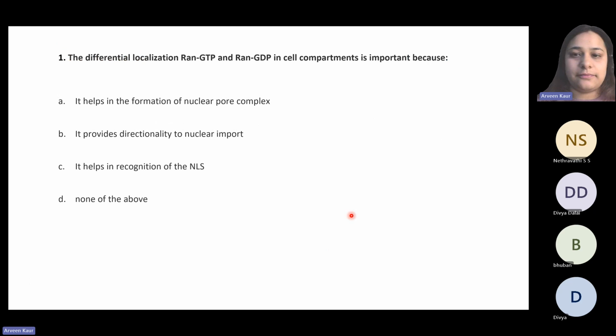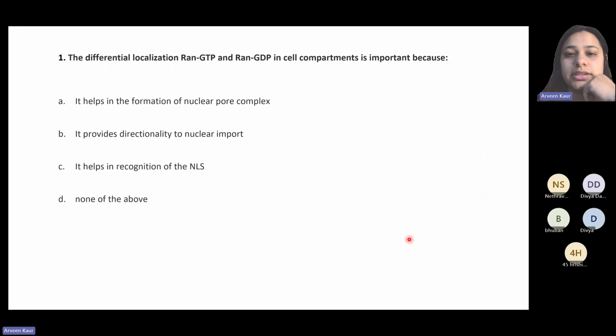The first question in last year's assignment: the differential localization of RAN GDP and RAN GTP in cell compartments is important because A, it helps in the formation of nuclear pore complex; B, it provides directionality to nuclear import; C, it helps in recognition of the NLS or nuclear localization signal; or D, none of the above.